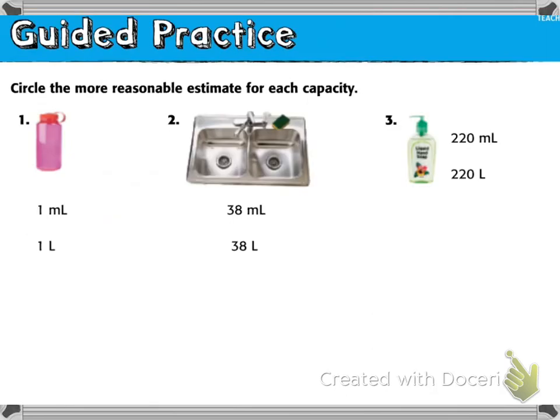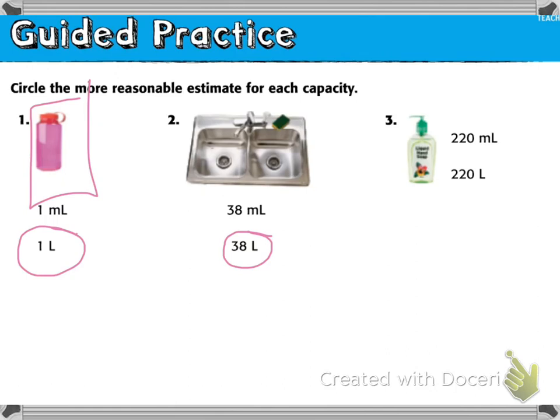Okay, let's try these guided practice. Circle the more reasonable estimate for each capacity. This water bottle, do you think that is 1 milliliter or 1 liter? I would say that that is 1 liter. 1 milliliter would be not even a little drop. Okay? 2, the sink. 38 milliliters or 38 liters? I'd say the sink is 38 liters.